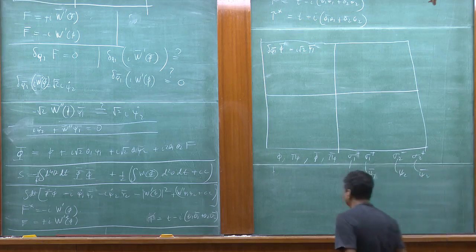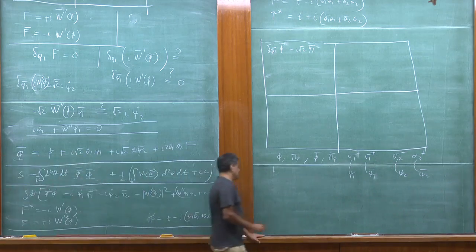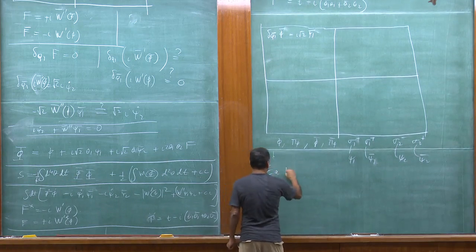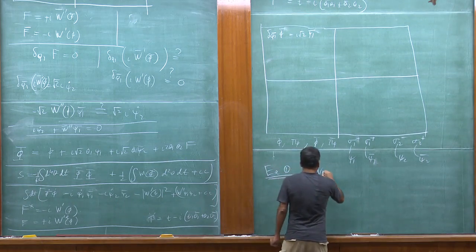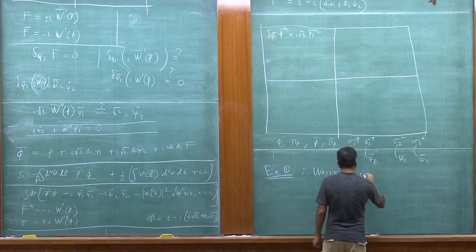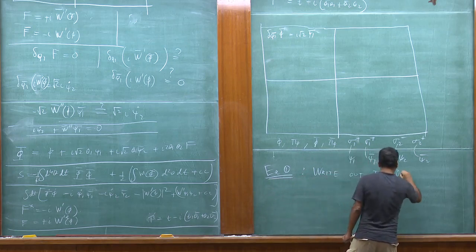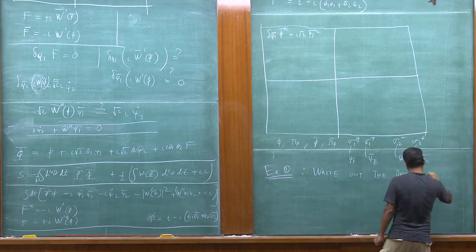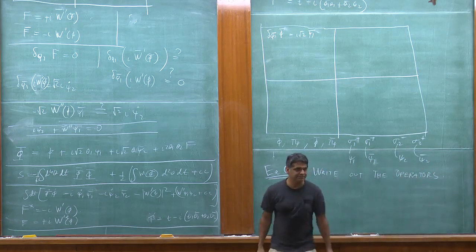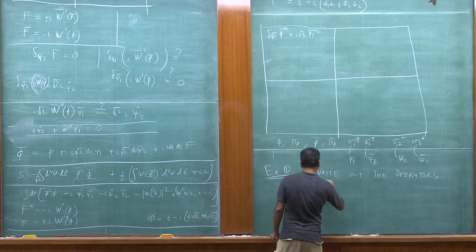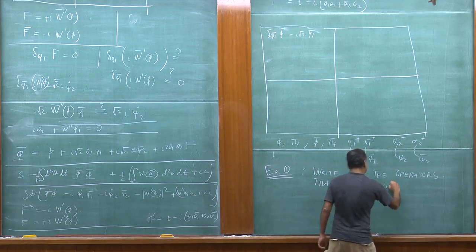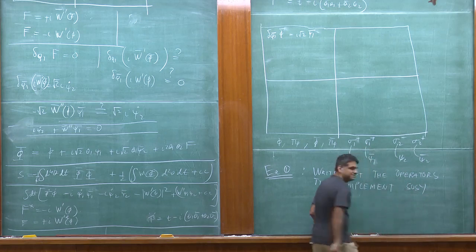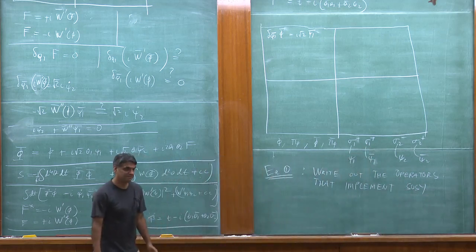Now on this Hilbert space, the exercise is the following: exercise 1. Write out the operators that generate the supersymmetry algebra, that implement supersymmetry. This is exercise 1.